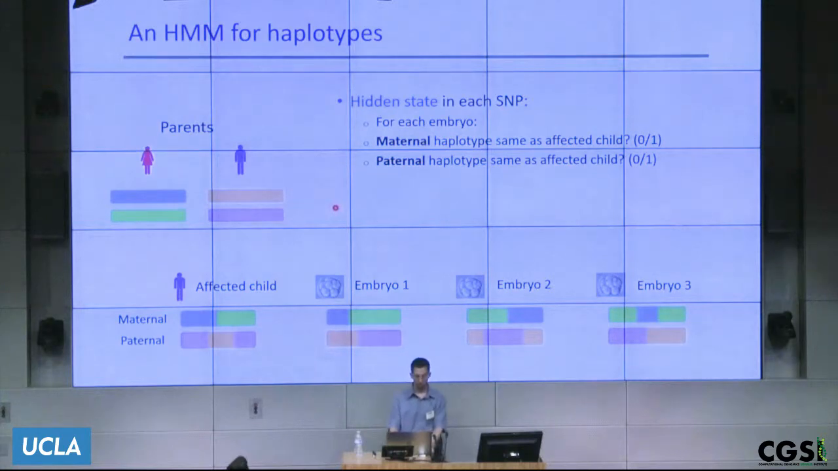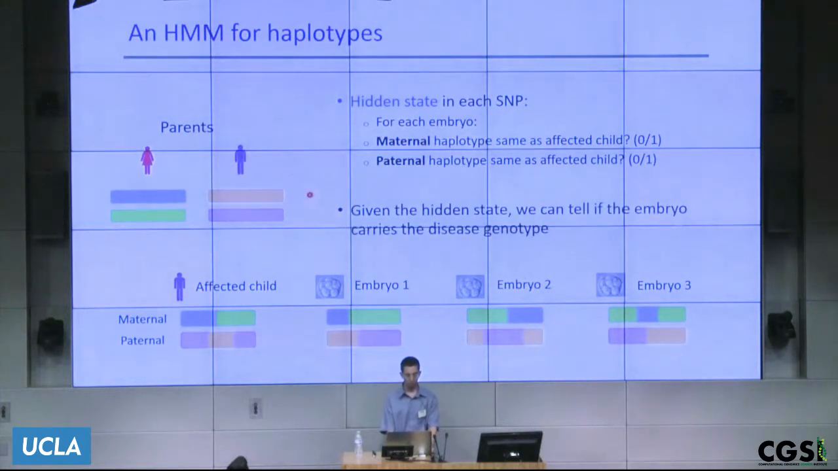So how is this helping us? Suppose we have estimated the hidden states. This way we can tell immediately if the embryo carries the same genotype as the affected child or not. And this is a useful way for us to determine whether an embryo is good for implantation or not.